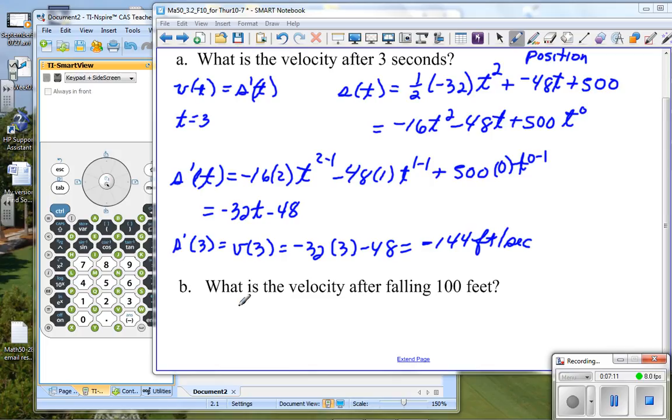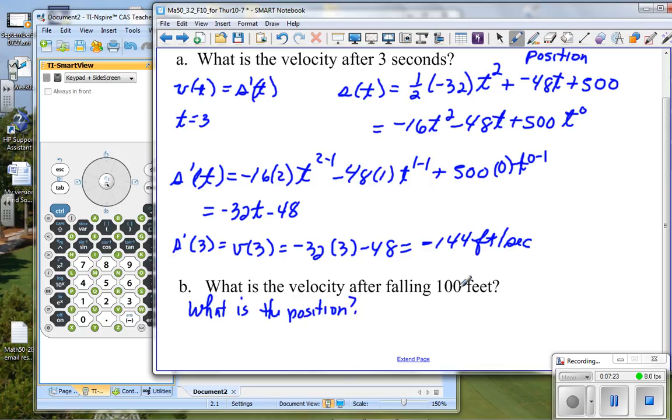After falling 100 feet, the question is, what is the position after falling 100 feet? So the position now is 400. So S is going to equal 400, which is going to then be equivalent to negative 16t squared minus 48t plus 500.